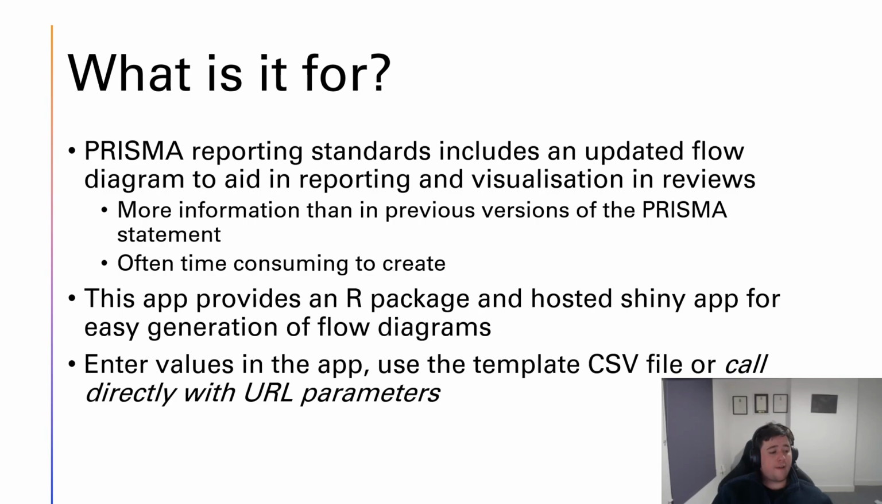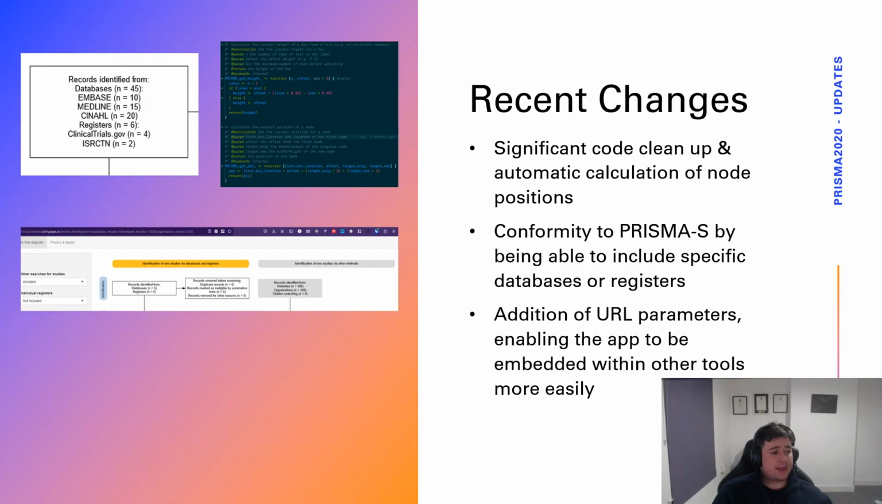So over the past year, we've made some significant updates. There was a big code cleanup last summer, and the automatic calculation of node positions is now part of the app. So instead of relying on manually calculated and entered values for where each box goes, they're calculated relative to each other.